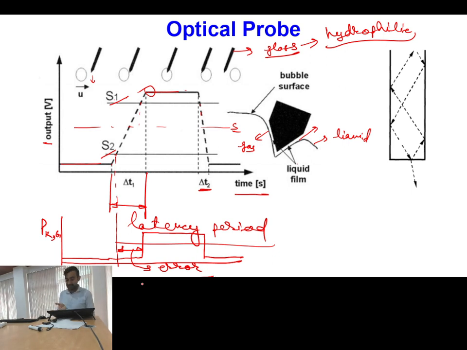Hydrophilic, because this material is glass, so we need a see-through material, and that is glass, and its nature is that with the majority of liquids it is nothing but hydrophilic. Okay.